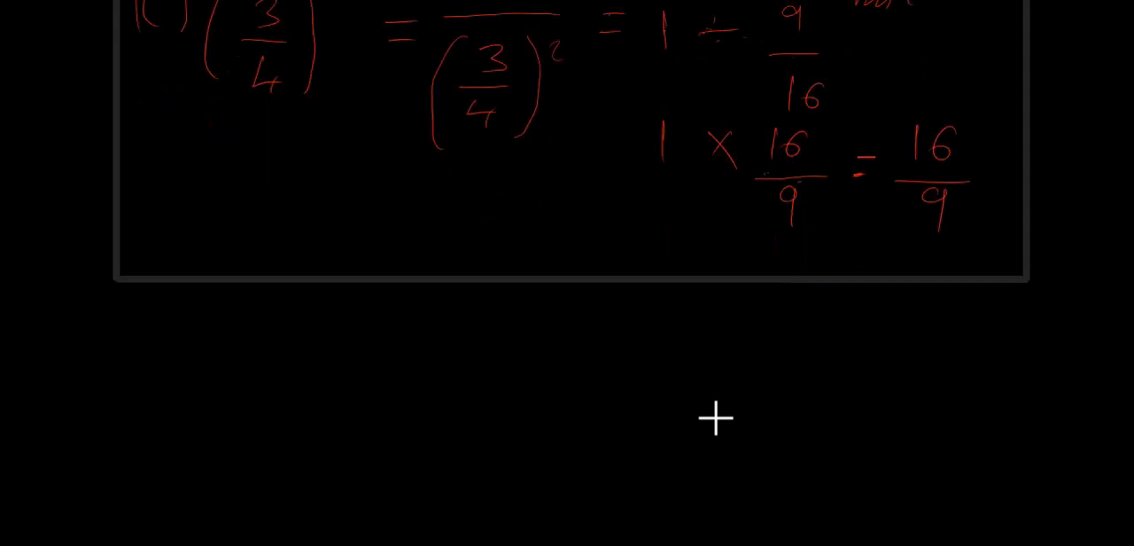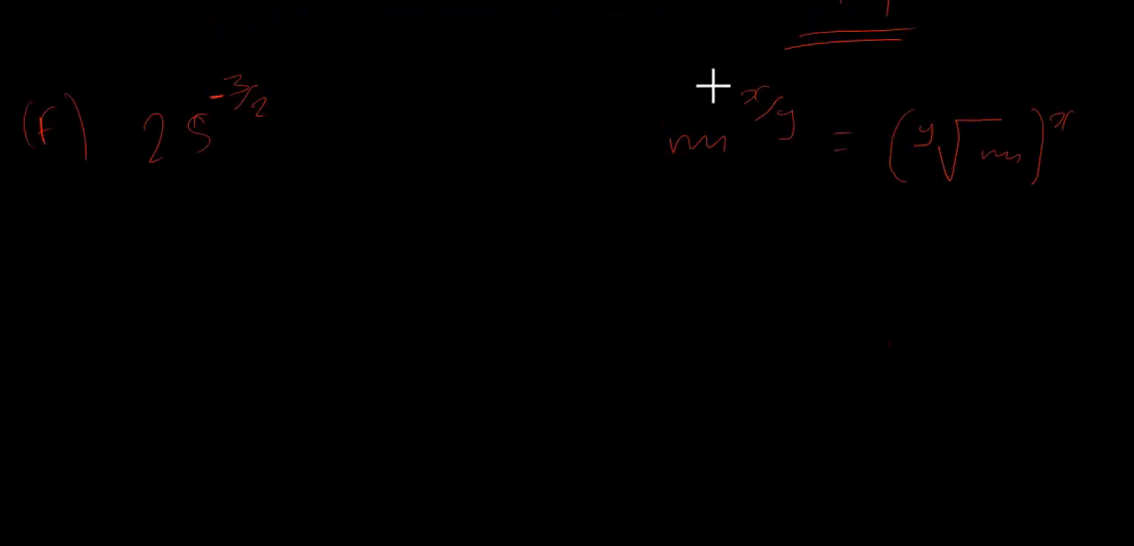Okay, so in the end, our final answer is going to be one whole number, 7 over 9. Okay, so this is our final answer for this particular question. Okay, then our last question, it says if 25 to the power negative 3 over 2, we find the value.